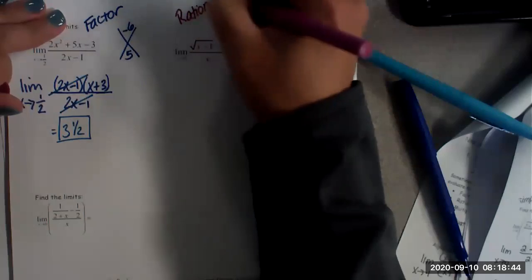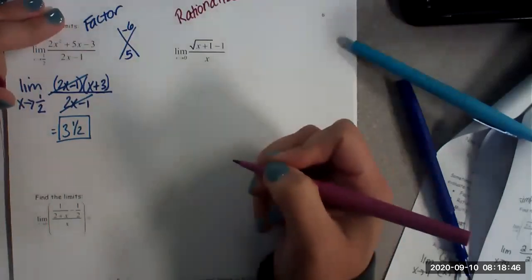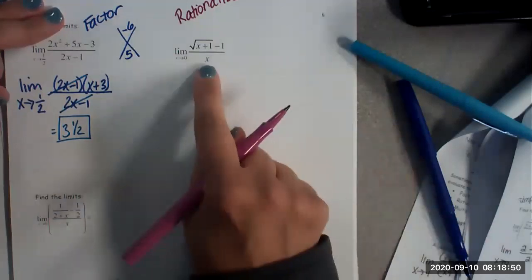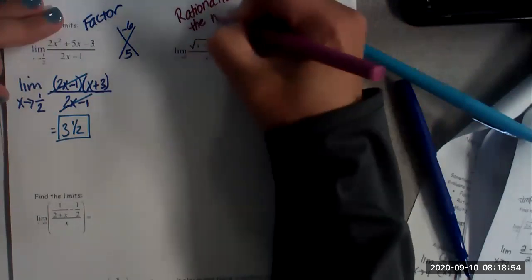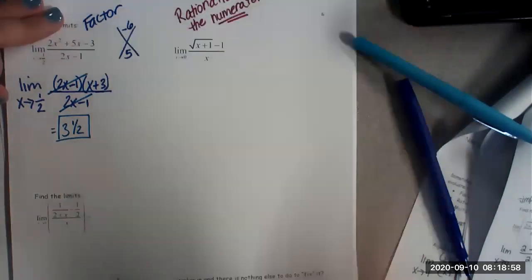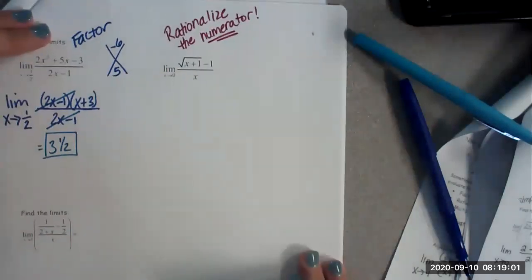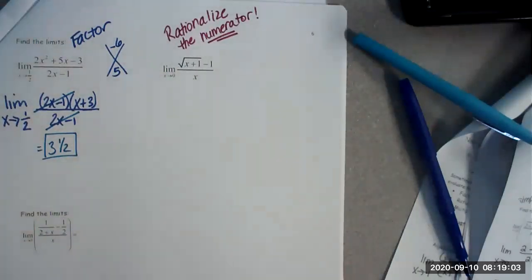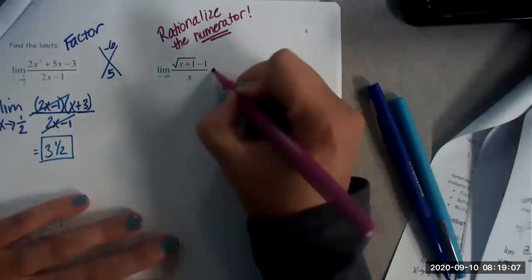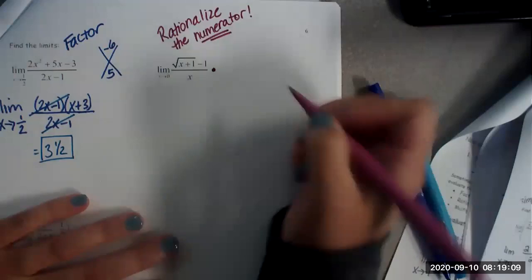y'all have heard of rationalize, right? Rationalize the what? What do we normally rationalize? The denominator. We can't rationalize the denominator. It's already an x. In problems like this, we rationalize the numerator. It works exactly like rationalizing the denominator. It's just we're starting with the numerator to pick what we're going to multiply by. So I hope you'll have room on there.